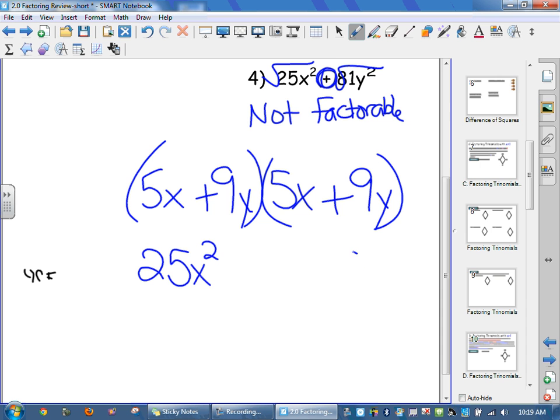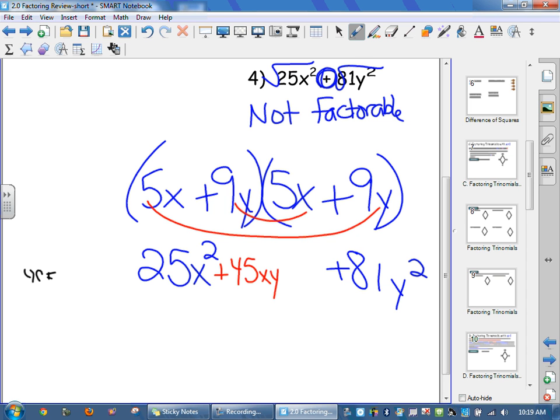My O and my I give me middle terms. 5 times 9 is 45. So I'm going to get a plus 45xy and a plus 45xy, and they're not going to cancel. If that was a minus sign when you multiplied it out, you get a positive and a negative, so they cancel out and give you no middle term. Here, they're both positives. So your middle term would actually be 90xy. And is that what I have to start with?